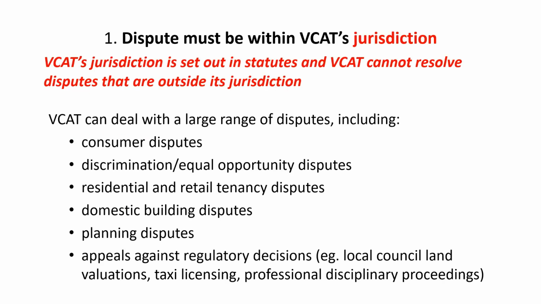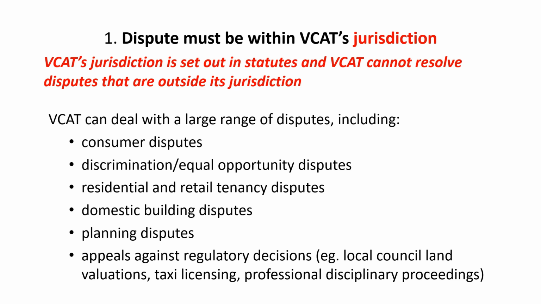The first factor that you need to consider in deciding whether VCAT is an appropriate dispute resolution body to resolve a particular civil dispute is whether that civil dispute is within the jurisdiction of VCAT, that is, whether VCAT has the power to deal with that dispute. As you know from the previous video on VCAT, the jurisdiction of VCAT is set out in a number of Victorian statutes, and so VCAT can't resolve a dispute unless jurisdiction to do that has been given to VCAT by one of those statutes. On this slide, I've listed some of the main types of civil disputes that VCAT does have jurisdiction to deal with.